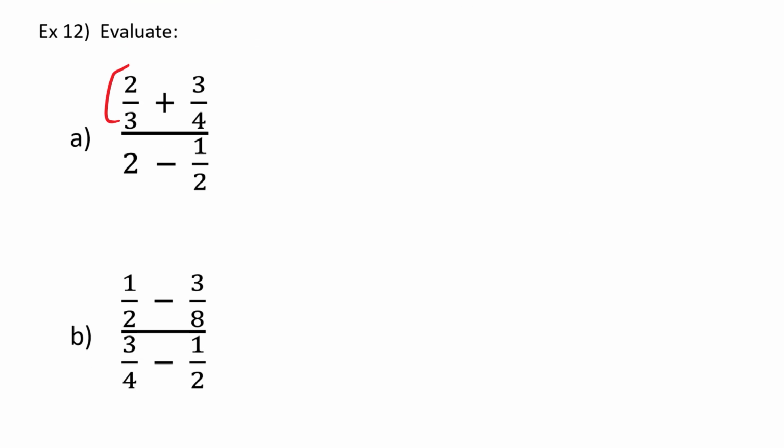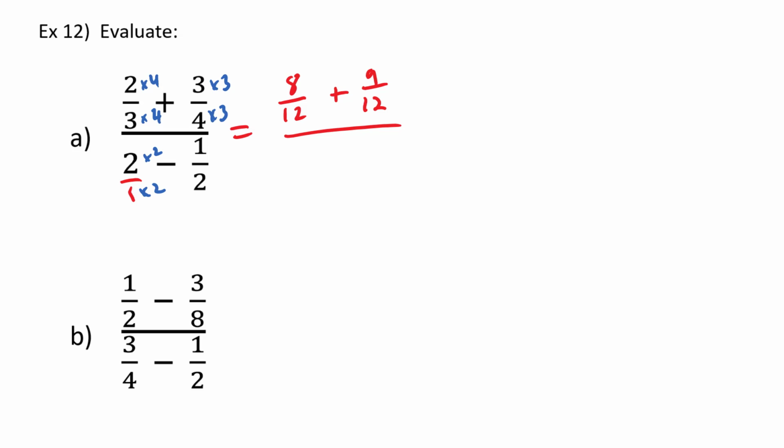You can see here we have fractions within a fraction. No big deal. We'll deal with the numerator first. Lowest common denominator between 3 and 4 is going to be 12. On the bottom here, turn that into a whole number. Lowest common denominator here is going to be 2. We now combine those on the top. 8 plus 9 is going to be 17, and 4 minus 1 is going to be 3.